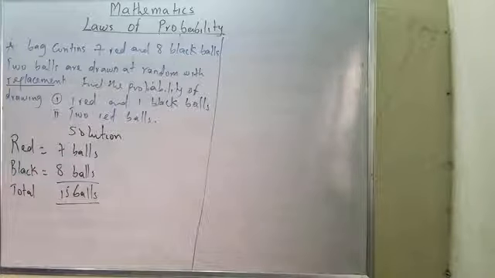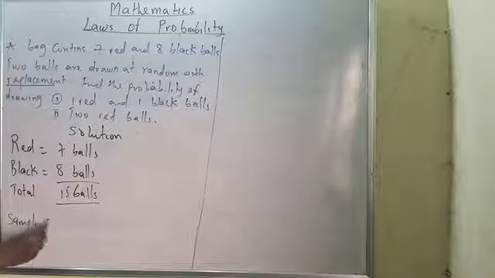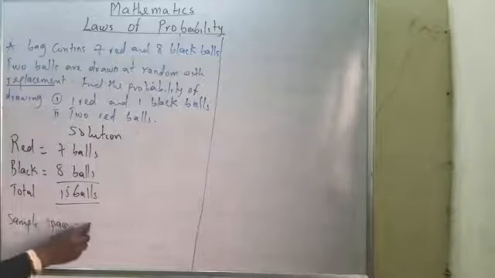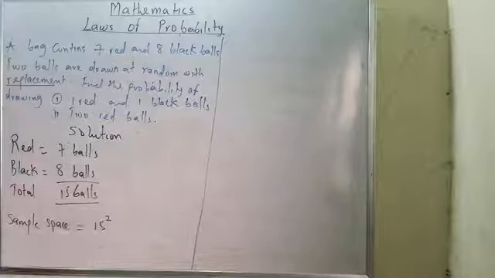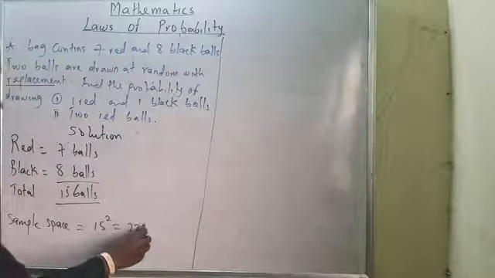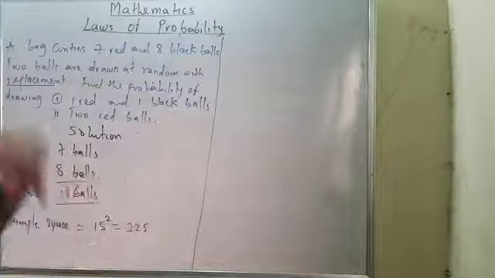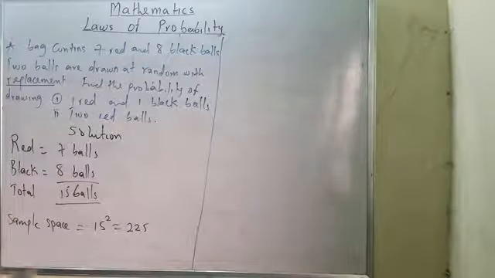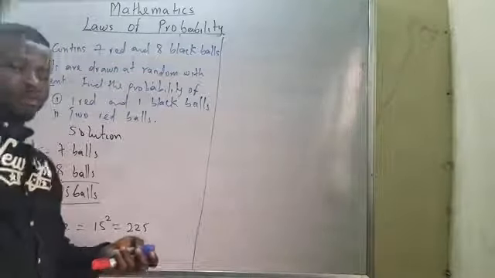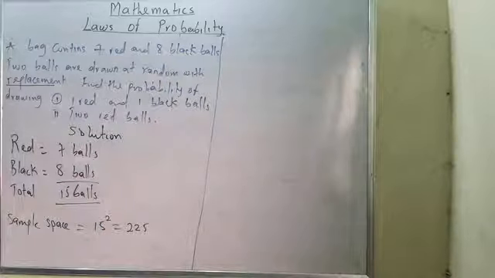Now, it means my sample space will be equal to 15 raised to power 2, which is equal to 225. That is my sample space, because it's been performed 2 times with replacement. If it is without replacement, that one will take up a different approach. I think we have videos on that one, which is good to check. That is the first thing you do.